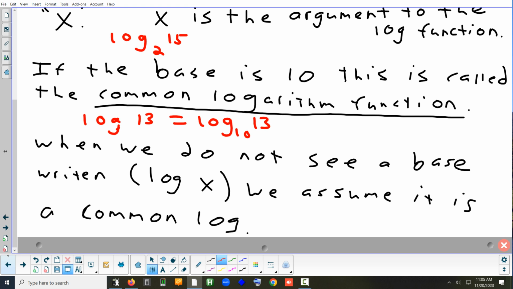So we know logs and exponentials are inverses of each other. There's a way to take a log equation and change it to an exponential, and take an exponential and change it to a log. And I'm going to show you.